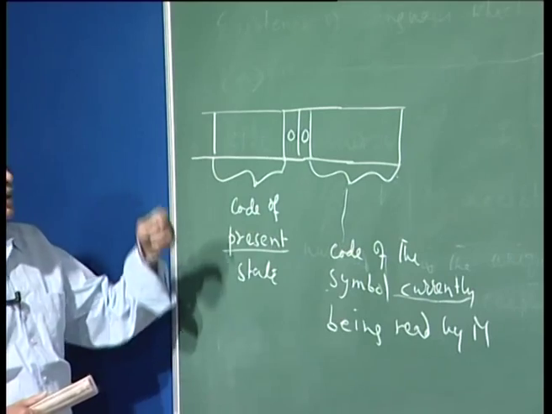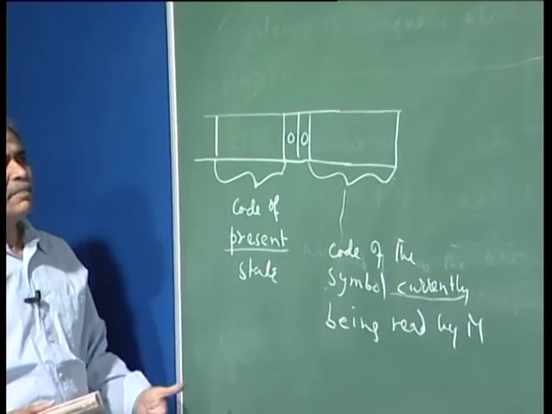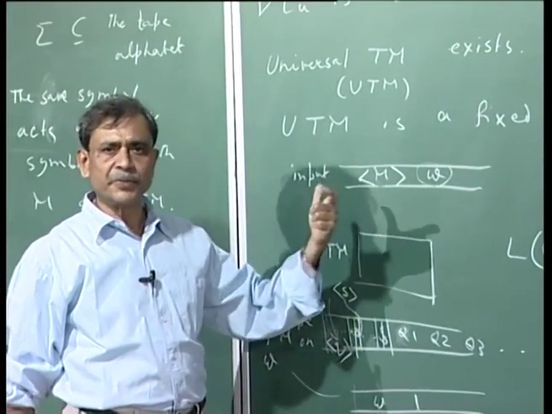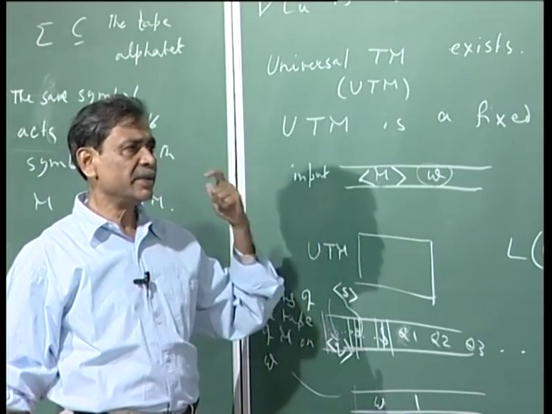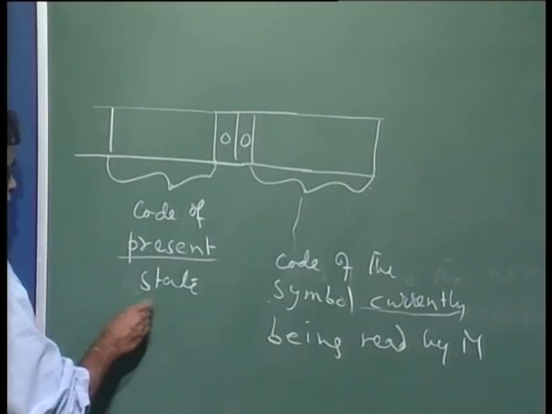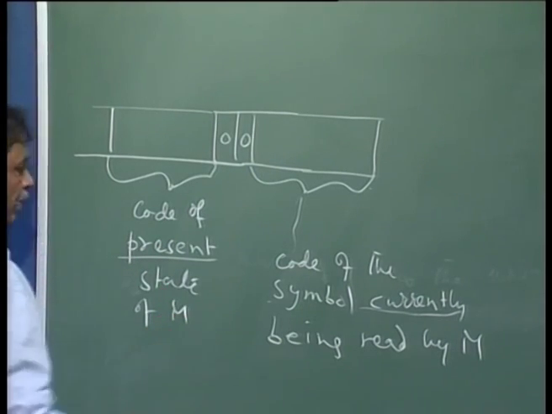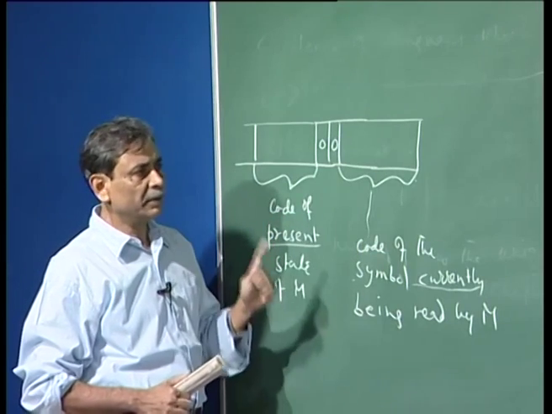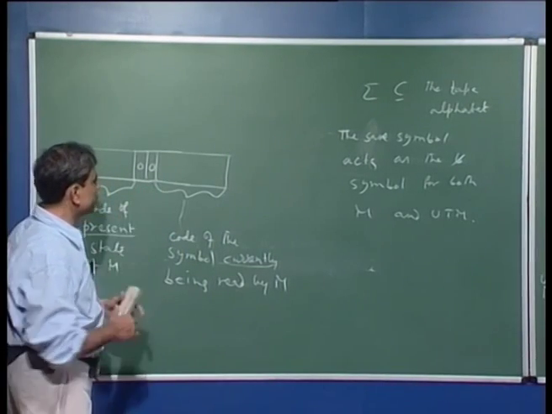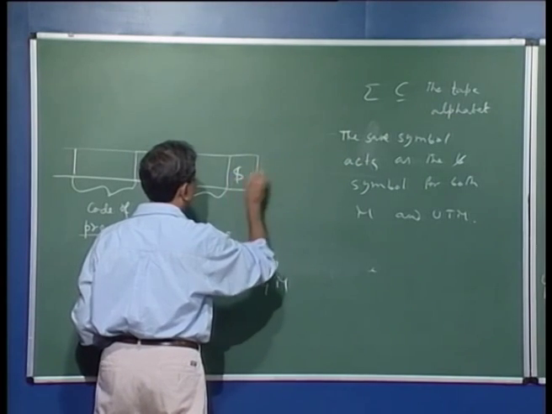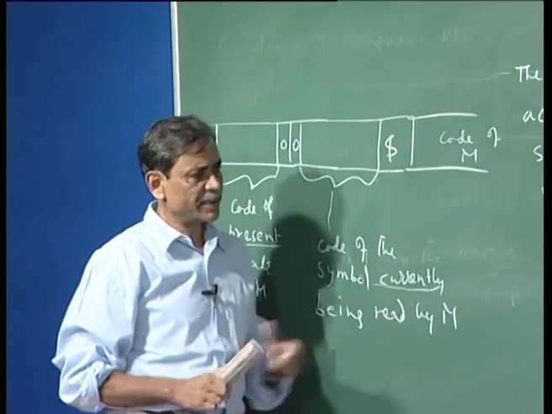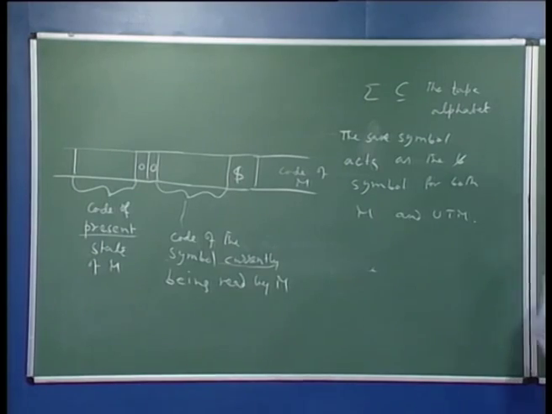So, we are using the word present, and we are using the word current. This is in the context that we imagine that M, which we want to simulate, is working on W and going from step to step. At every step, it is in some state, that is the present state of M. So, code of present state of M, and at the beginning of a move of M, M is reading a particular symbol and its code appears here. Then there is this dollar and here we have the code of M, which is nothing but quintuples one after another.